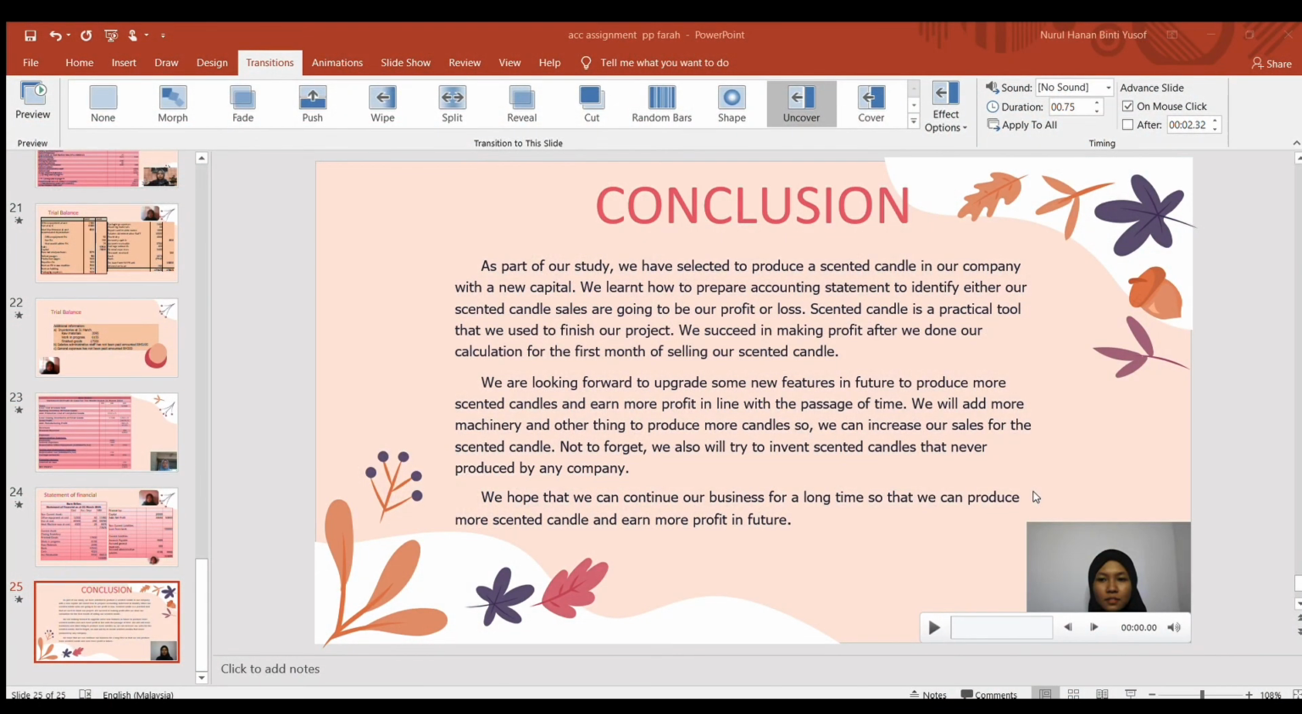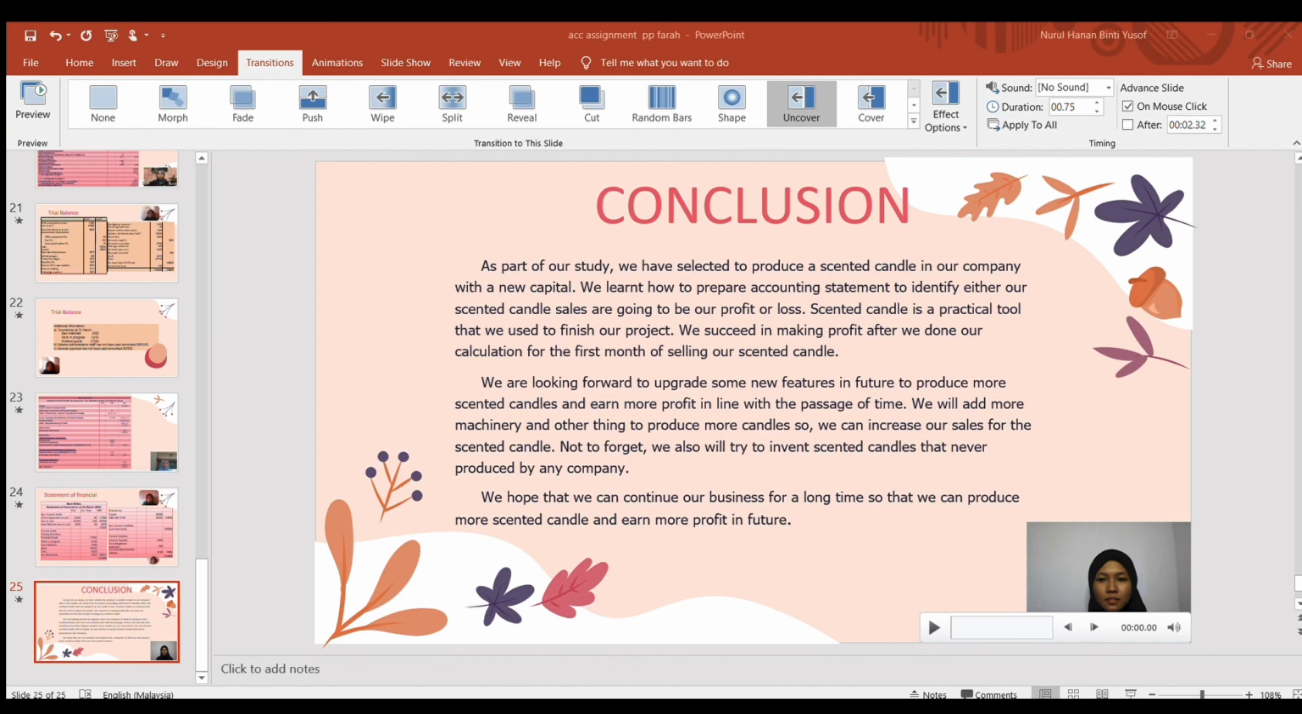So for the conclusion, as part of our study, we were selected to produce a scented candle in our company with a new capital. We learned how to prepare accounting statements to identify whether our scented candle sales are going to be profit or loss. Scented candle is a practical tool that we use to finish our project. We succeeded in making profit after we finished the calculation for the first year of selling scented candles. We are looking forward to upgrading some new features in future to produce more scented candles and earn more profit in line with the basis of time.